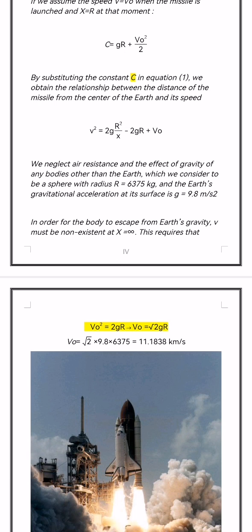v naught equals the square root of 2 multiplied by 9.8 multiplied by 6,375, which equals 11.1838 kilometers per second.